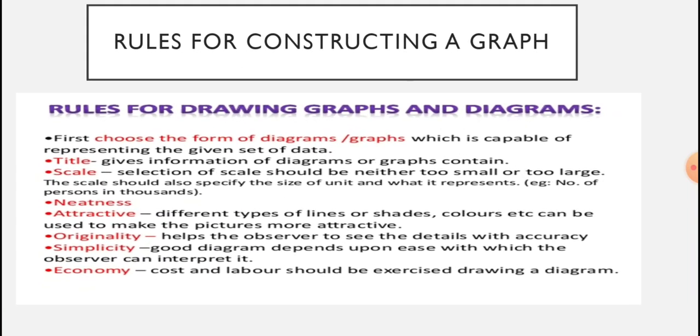Then neatness. This is a very important feature of the diagram, that it should be presented neatly. Then attractive. Different types of lines or shades, colors, etc. can be used to make the pictures more attractive, because the thing that is attractive will have a long lasting impact. Then originality helps the observer to see the details with accuracy. Simplicity: good diagrams depend upon the ease with which the observer can interpret.